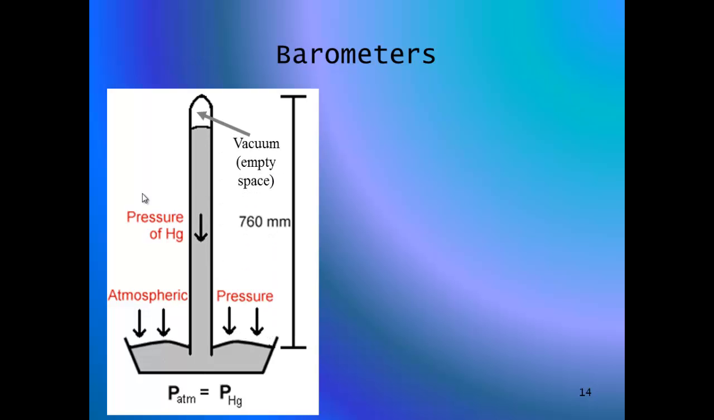When you have a little bit of space at the top, some of the mercury has fallen out, there is nothing in that space any longer. That would be a vacuum. Because if you filled the tube all the way to the top to begin with, there was nothing else in there except mercury. Some of the mercury falls out. Whatever's at the top is now empty space.